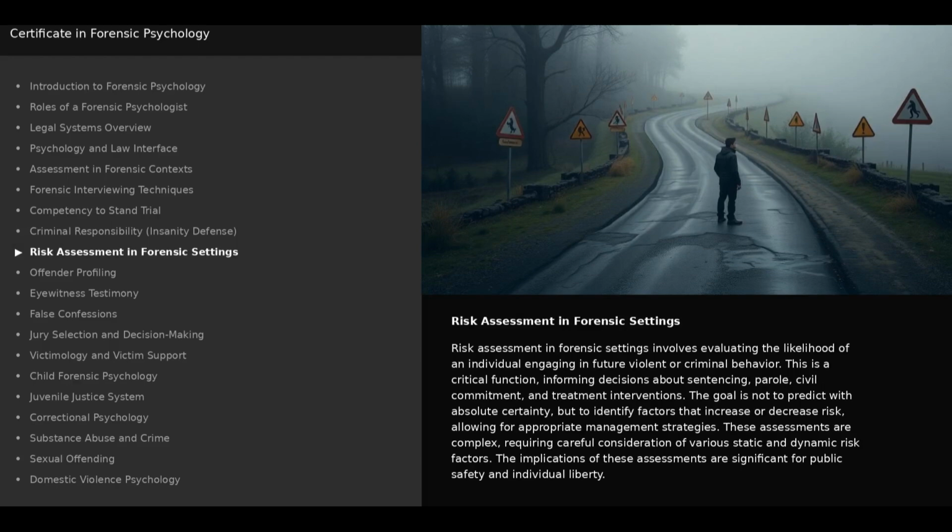Risk assessment in forensic settings. Risk assessment in forensic settings involves evaluating the likelihood of an individual engaging in future violent or criminal behavior. This is a critical function, informing decisions about sentencing, parole, civil commitment, and treatment interventions. The goal is not to predict with absolute certainty, but to identify factors that increase or decrease risk, allowing for appropriate management strategies. These assessments are complex, requiring careful consideration of various static and dynamic risk factors. The implications of these assessments are significant for public safety and individual liberty.